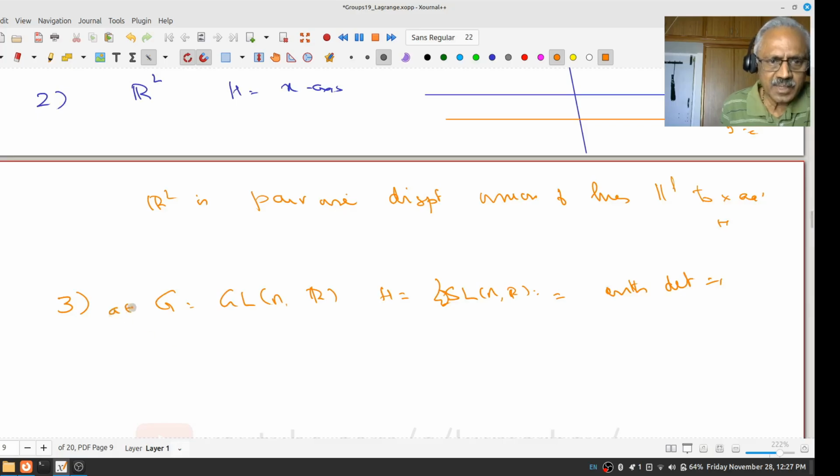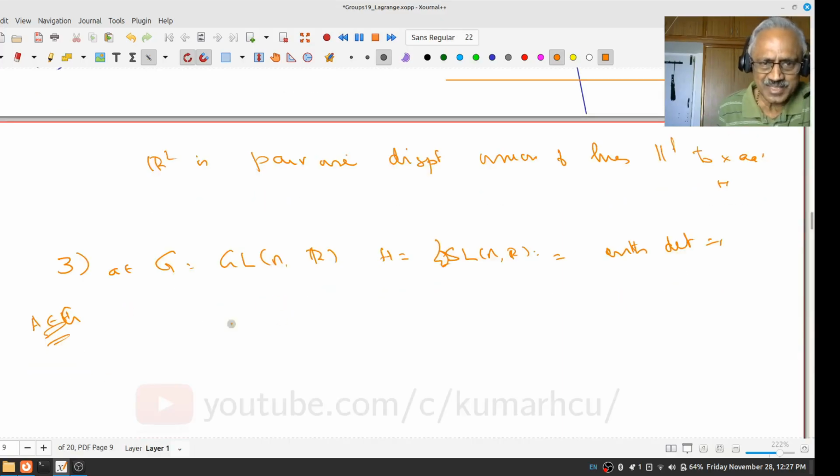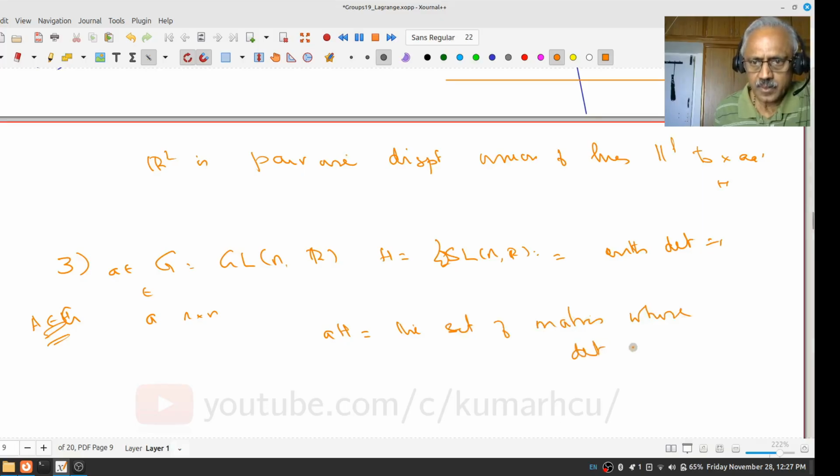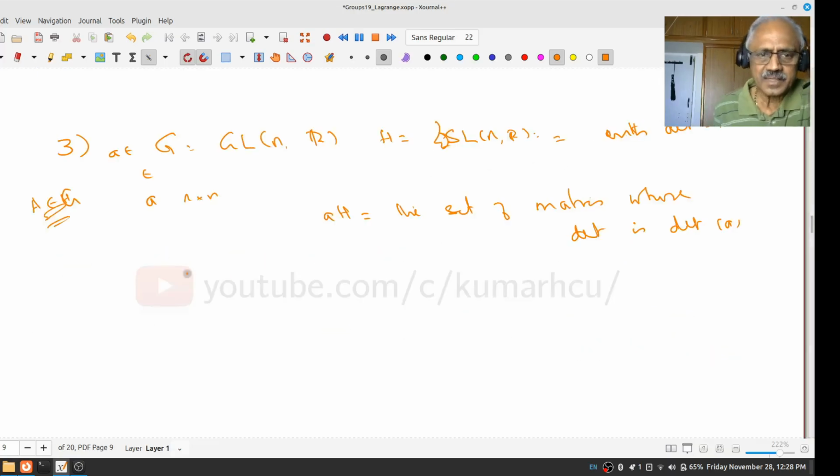Start with any A in H. Yesterday I used, in the last section, A in G. Now I will use small a so that my life will be easy. Now a is an n cross n invertible matrix. Therefore, what is aH? It is the set of matrices whose determinant is determinant of a. That's it. And determinant of a, where does it belong? It belongs to R star because it is non-zero.